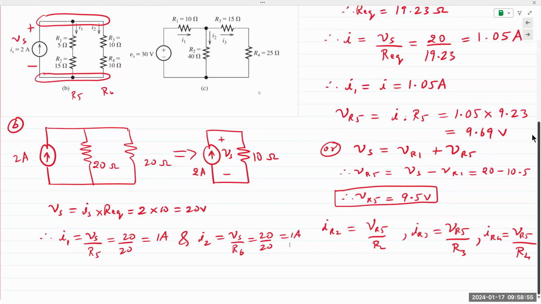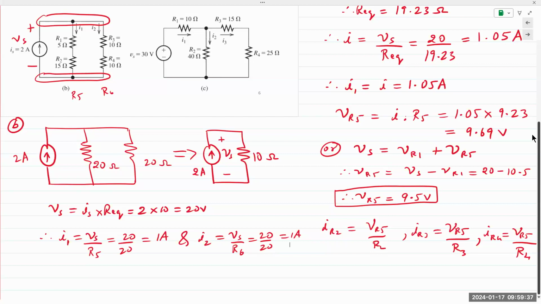So again, from the top, R1 and R2 are in series. Since they're in series, I can combine them. The resulting resistance, I label it as R5. And R3 and R4 again are in series. I label that as R6. R5 and R6 are both 20 ohms. Combine those together in parallel, I get a resulting Req of 10 ohms. A 2 amp current source being supplied to a 10 ohm resistance gives me a voltage of 20 volts. 20 volts applied to R5 and R6 gives me 1 amp each. Any questions?